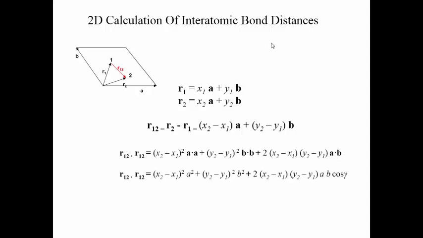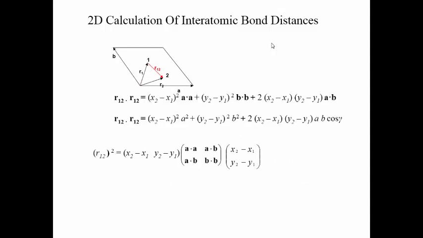Now we take the dot product like we did before, only a little bit more clumsy, but we can put this in terms, you can see the G matrix is coming into being here, and finally we can write this as R12 is equal to the square root of G times the coordinate matrix for the 1, 2 vector, and the transpose over here.